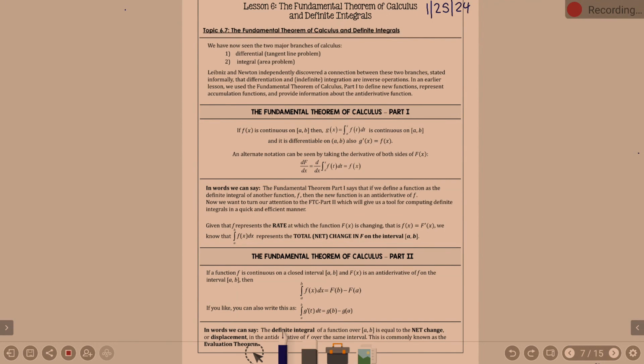Okay, lesson 6, fundamental theorem of calculus and definite integrals. So lesson 5 was our indefinite integrals. Plus c, plus c, plus c, plus c, plus c.